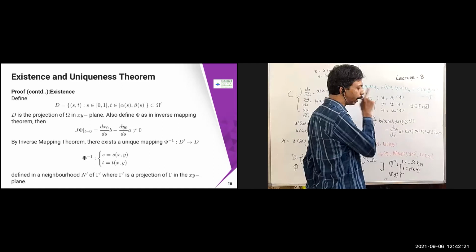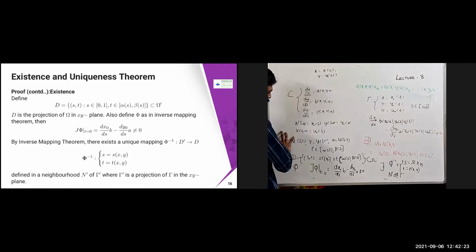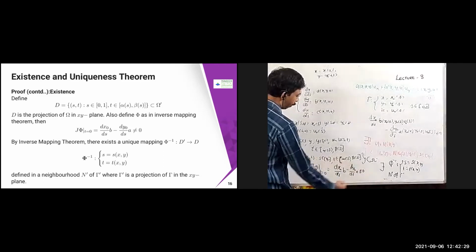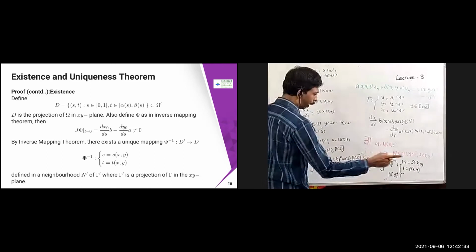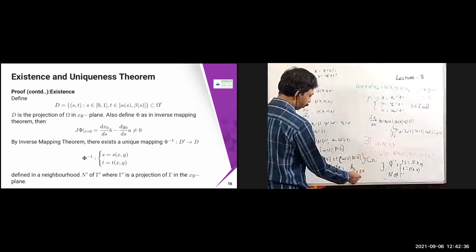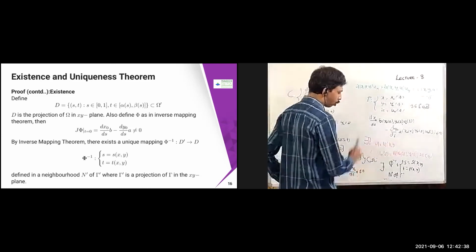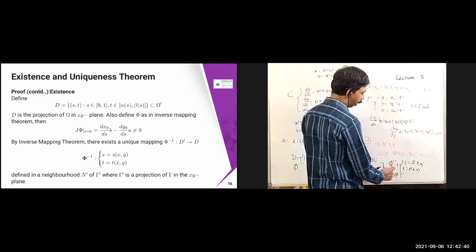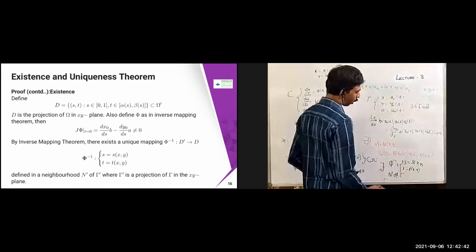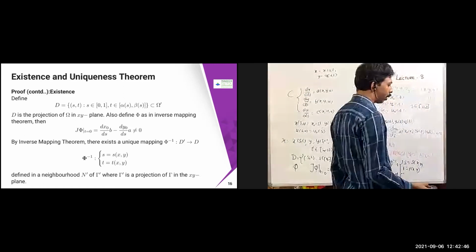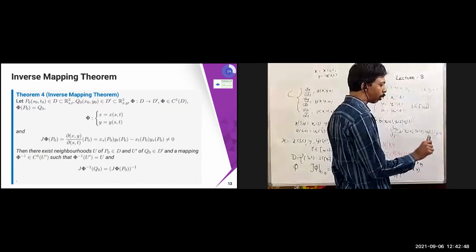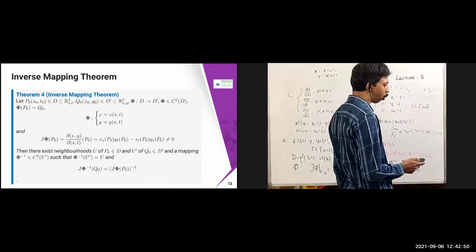So I have used this one, obtain the solution using the existence and uniqueness theorem. I'm defining the set E. Therefore this is not equal to 0. If it is not equal to 0, again you can use the inverse mapping theorem. As per that, pi inverse is going to exist, and that is going to satisfy this. In the inverse mapping theorem, it was given there is a neighborhood U of P naught and U dash of Q naught.